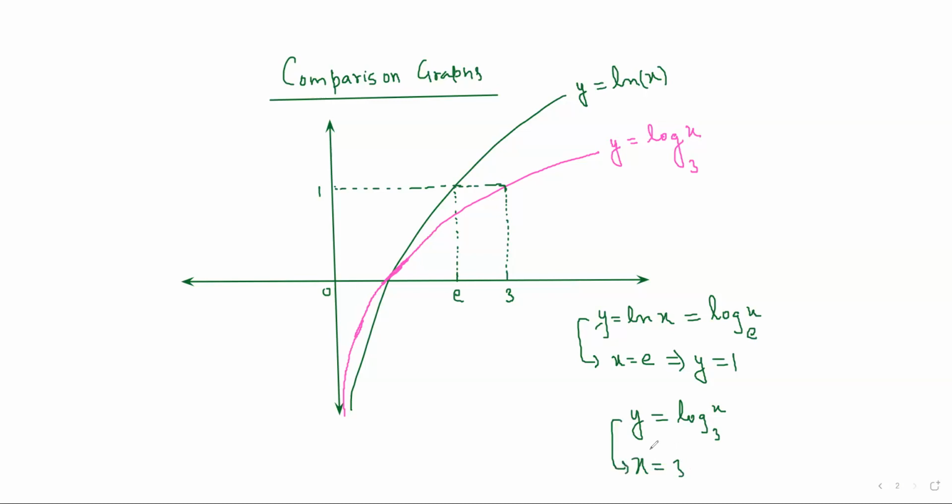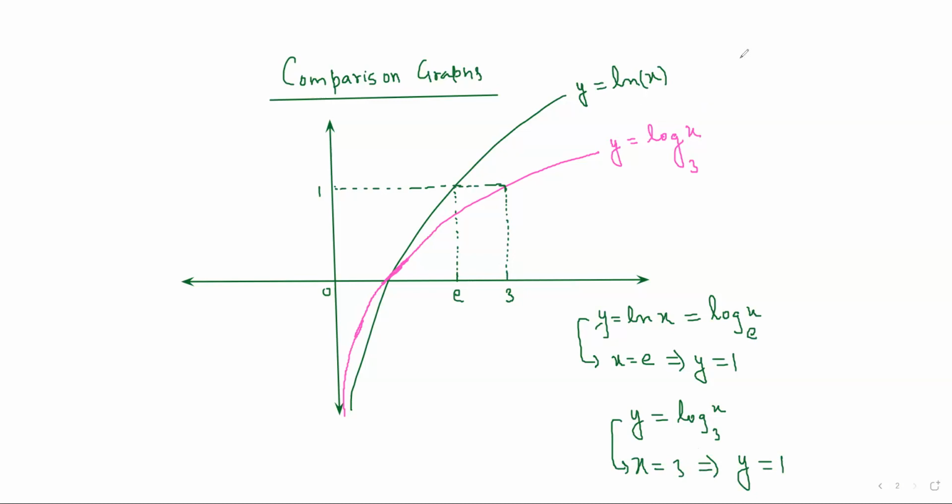At x is equal to 3, we get y is equal to 1. So what we observe? At x is equal to 3, we simply get the value y is equal to 1. So that is the comparison of the graphs.